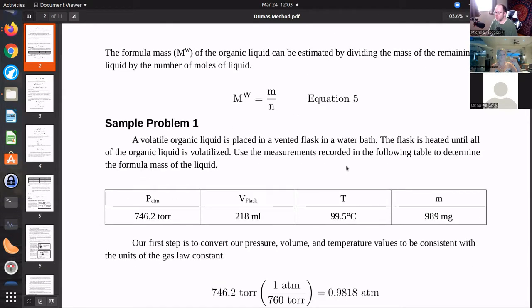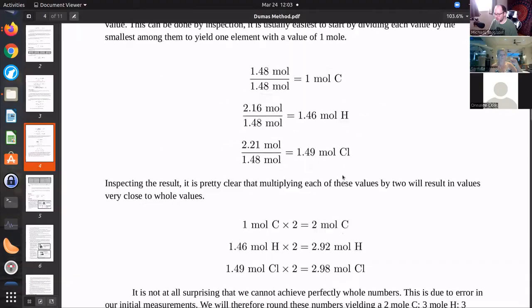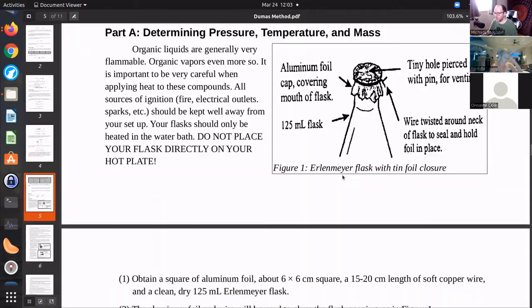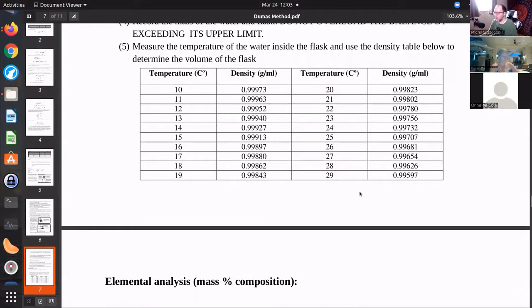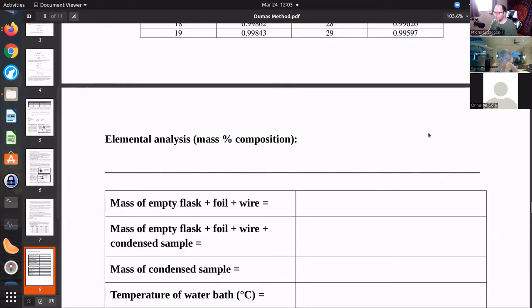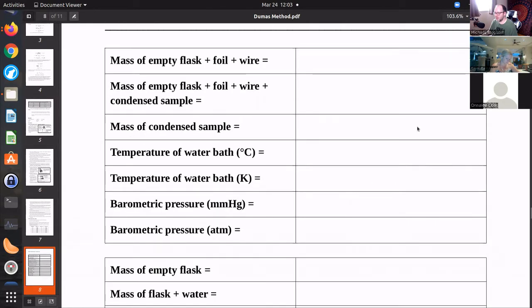So if we know how much the water weighs and we know the temperature of it, we can come down to this guy here and we can get its density, right? So let's think about this a little bit because there's a lot going on here with this thing. And so if we divide by the density, we'll get the volume of the flask. And then the temperature of the water bath is just another measurement that we would have made.